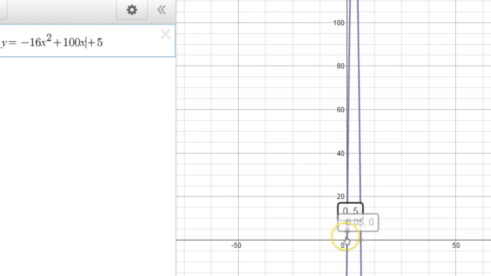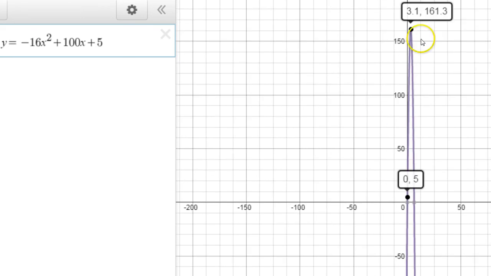Now, you're not starting at 0, 0, because we measure in time, so we can't have a negative time, so we actually have to start at 0. This just means that the person or the thing that launched this initially had a height of 5 feet. So that's kind of cool.